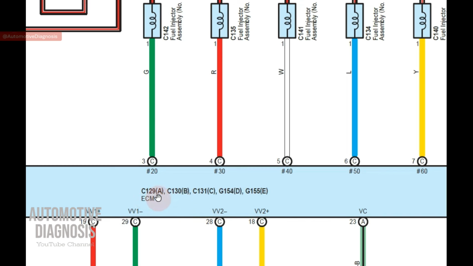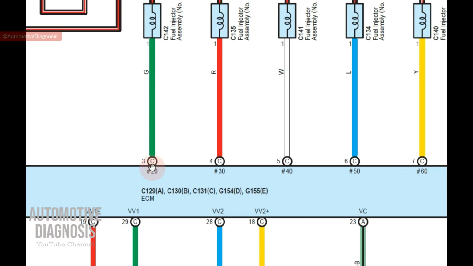So C129 is A, which is just right here. So this A is referring to C129. We have B, C, D, and E. They are all referring to different connectors. So what we need in this case is C, which is 131. And this control line for injector number 2 is seated on this connector, pin number 3. All right, so pin number 3, connector C131, green wire.